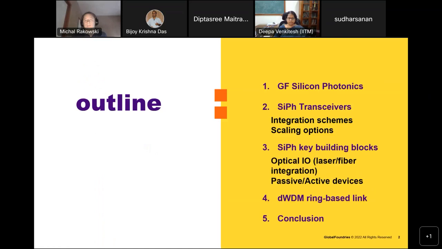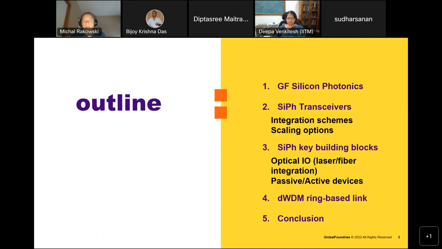On the first slide, here is the outline of the talk. I would like to start briefly with presenting GlobalFoundries' work on silicon photonics and our offering, target market, etc. Next, I want to deep dive into the silicon photonic transceiver and talk about the different scaling options and integration schemes that we are considering and trying to enable for everybody.